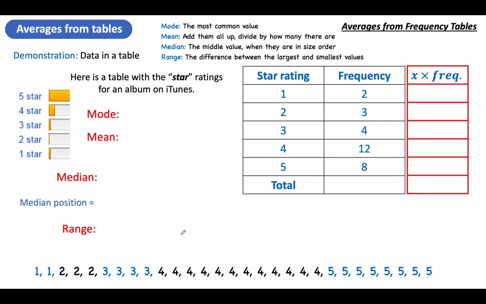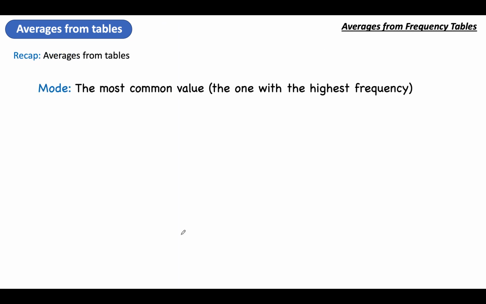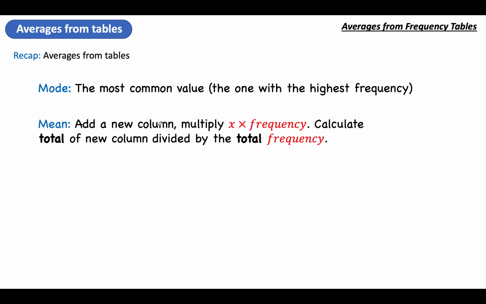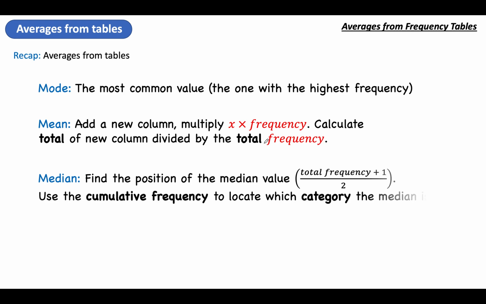Right, let's recap those little bits of information. Right, the mode, the most common value. Just find the one with the highest frequency and write down the category. Mean, add a new column, multiply the category by the frequency to get the subtotals, and then add all those up and divide it by that total frequency. So extra column, multiply across, add them all up, divide by how many there are.